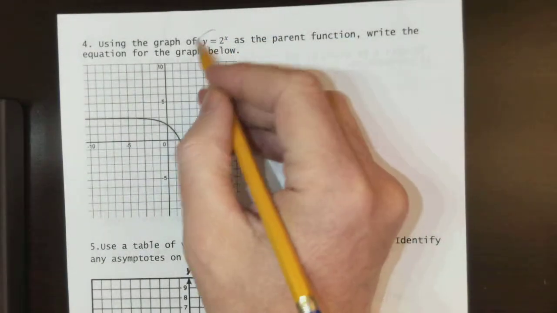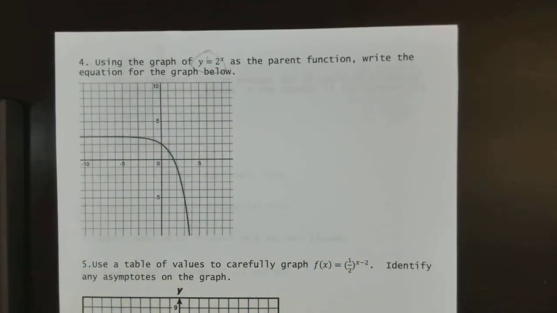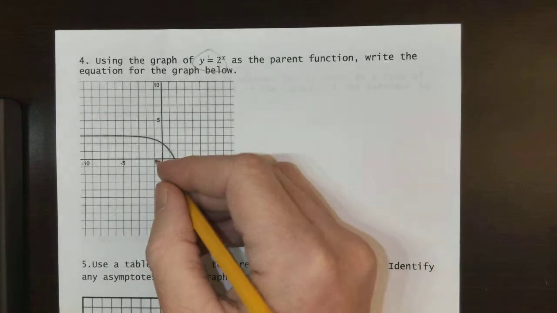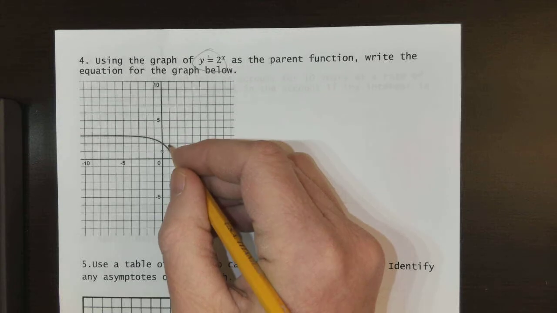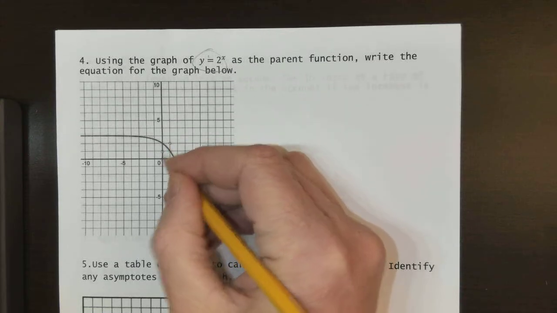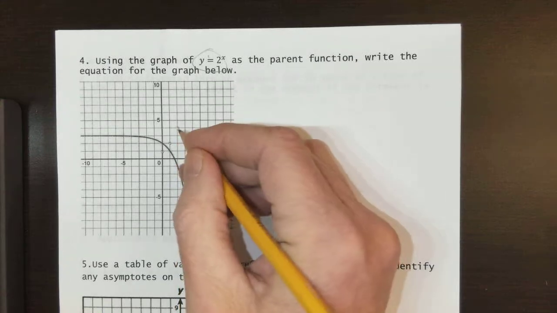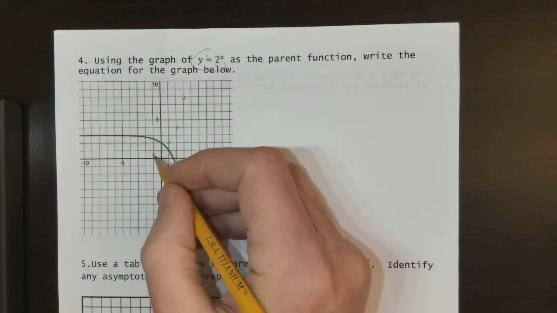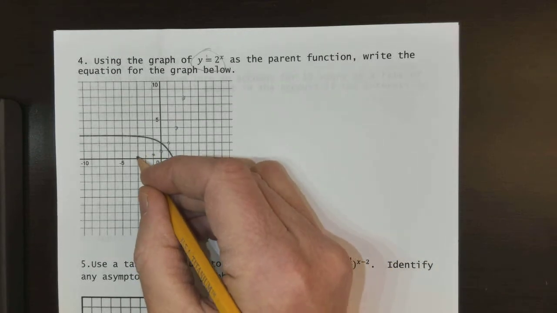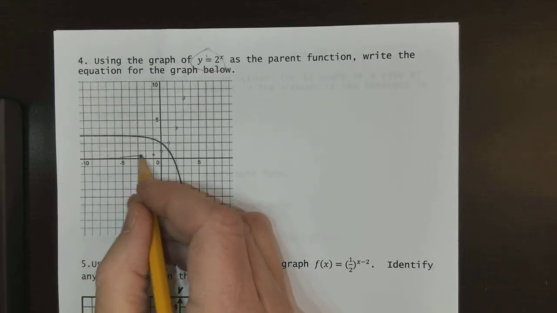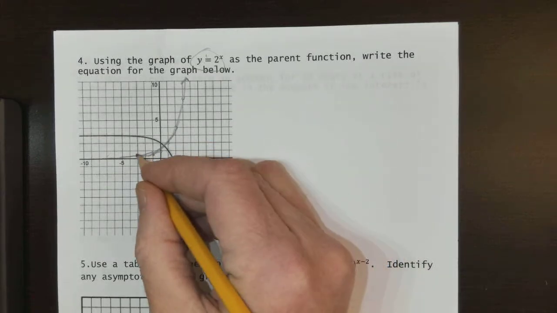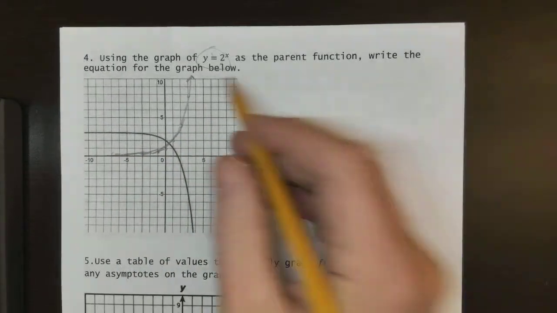Number 4, using the graph of y equals 2 to the power of x, this exponential function, as the parent function, write the equation below. 2 to the 0 is 1, 2 to the first is 2, 2 to the second is 4, 2 to the third is 8, 2 to the negative first, that's 1 over 2 to the first, that's 1/2, and then 1/4, and 1/8, and so on. So this is the exponential function here. Y equals 2 to the x.